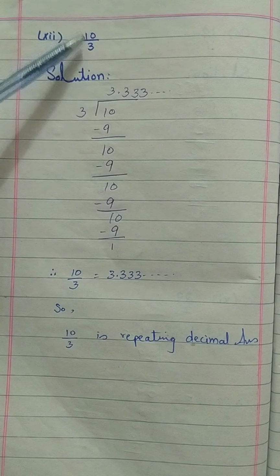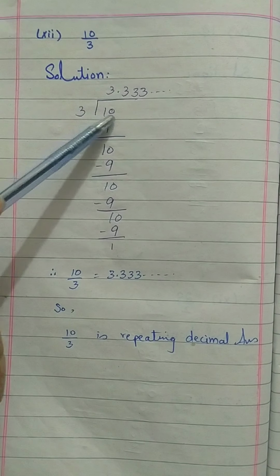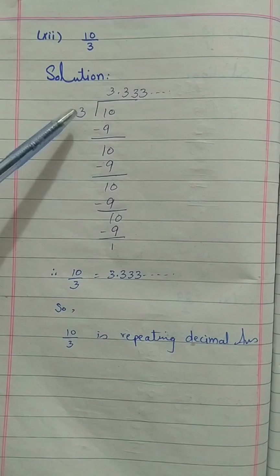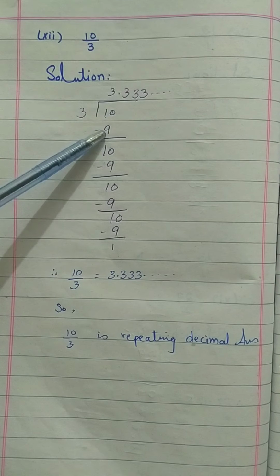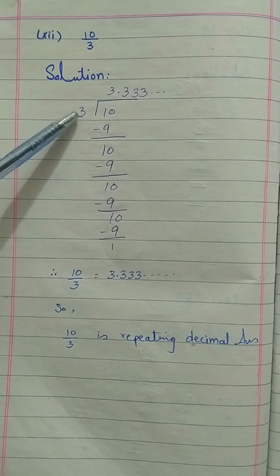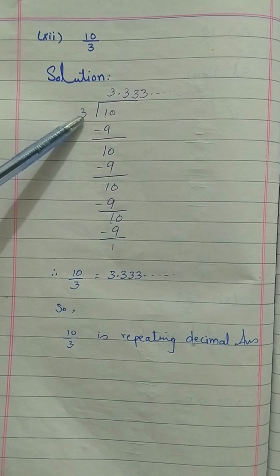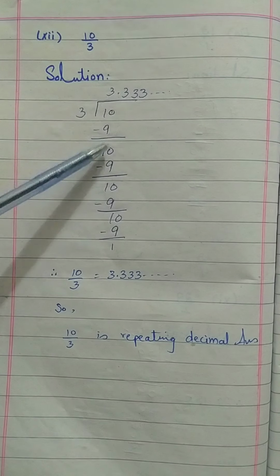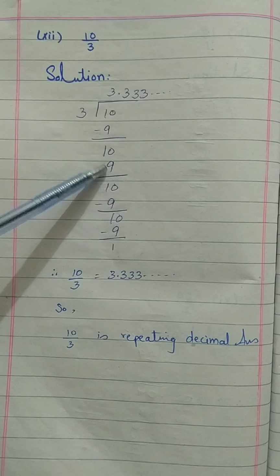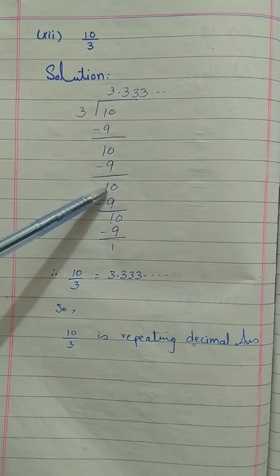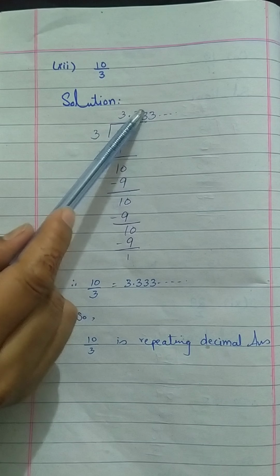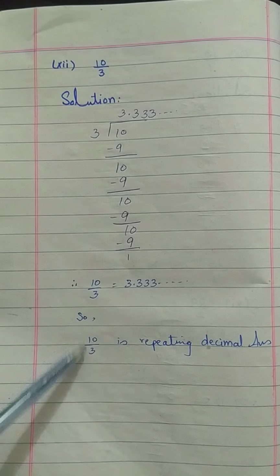So next, 10 divided by 3. 10 is a greater amount than 3, so there is no need to put a 0 here. 3 3s are 9. Subtract 9 from 10 and get 1. 1 is a smaller amount than 3, so we put a point here to get 0. 3 3s are 9 and then subtract 9 from 10 and get 1. 3 is a repeating decimal in this question, so 10 by 3 is a repeating decimal.